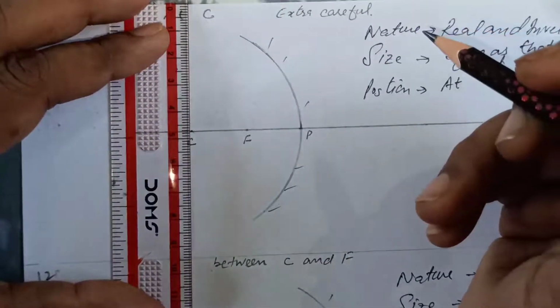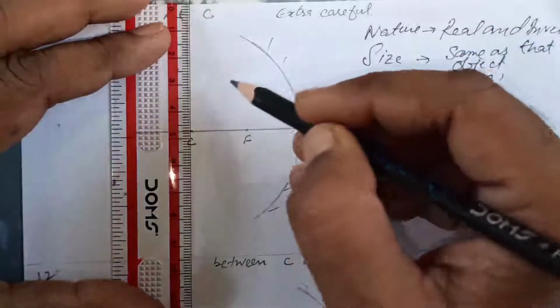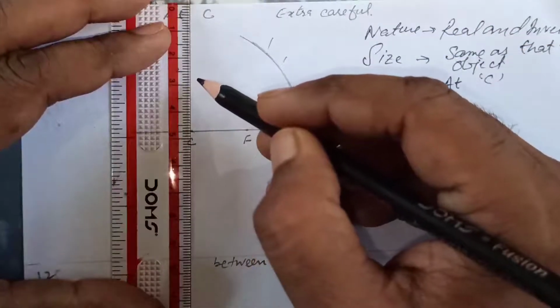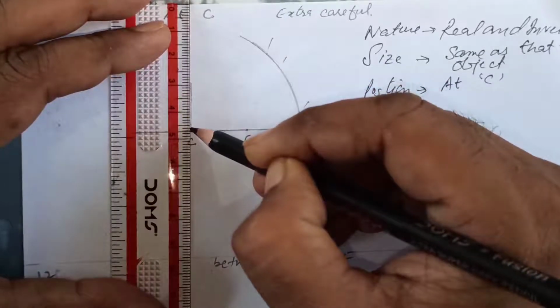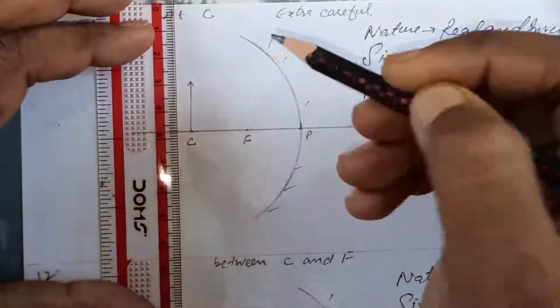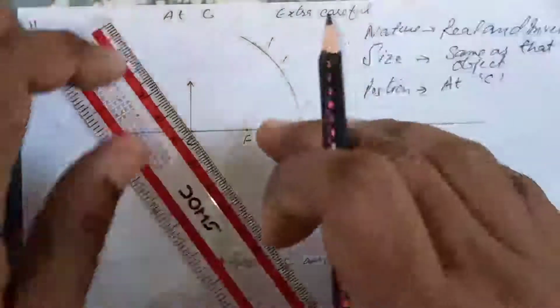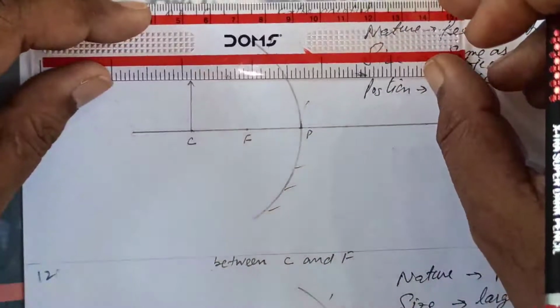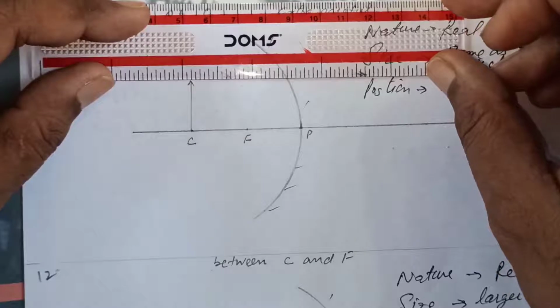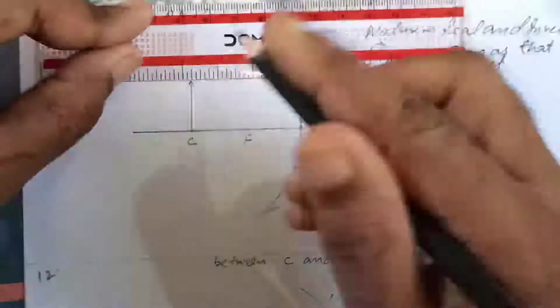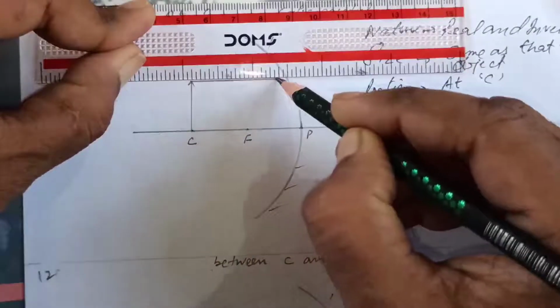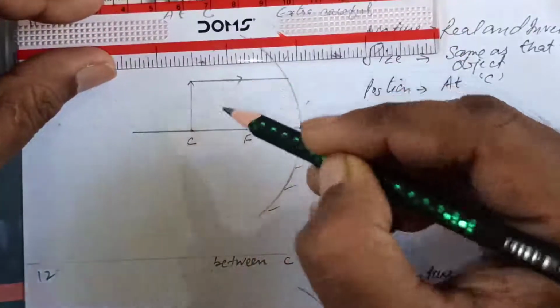So what I'm doing now, object is at C, at the center of curvature. You can see the third case in your book. At C. See, here I'm making it at C. And two rays you have to make, one parallel to the principal axis, and see that it should be exactly parallel. Small mistake, and even I can commit it if I'm not careful.